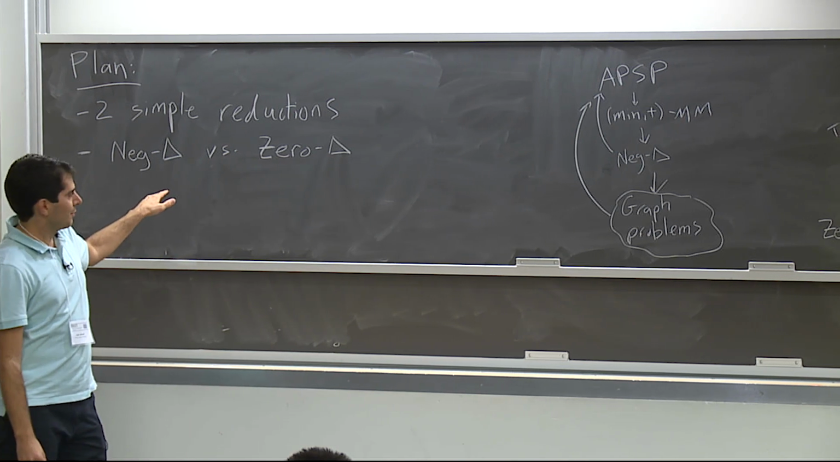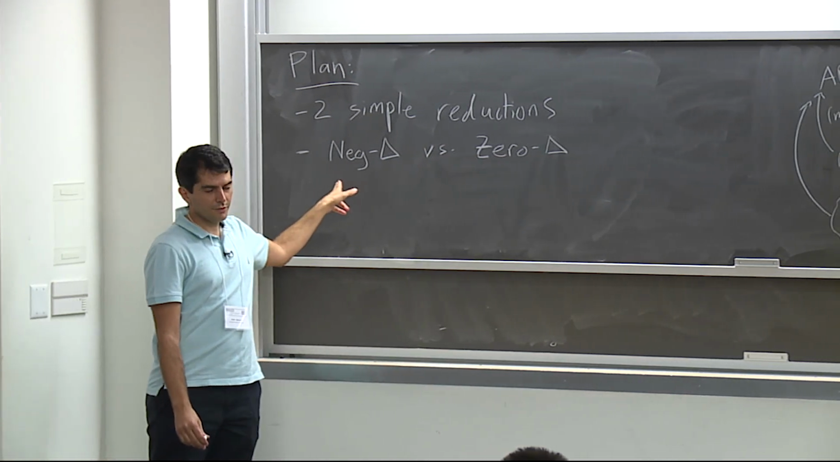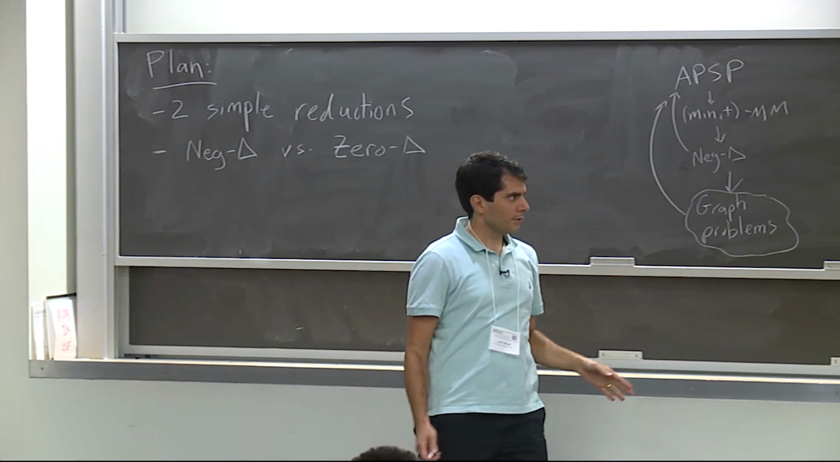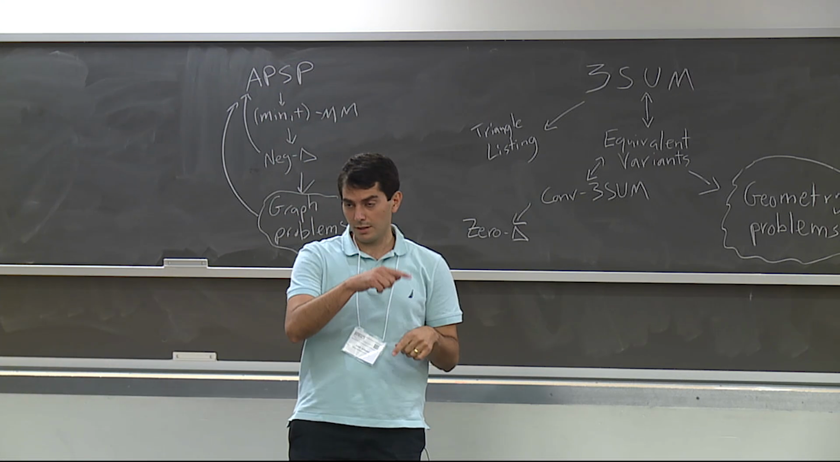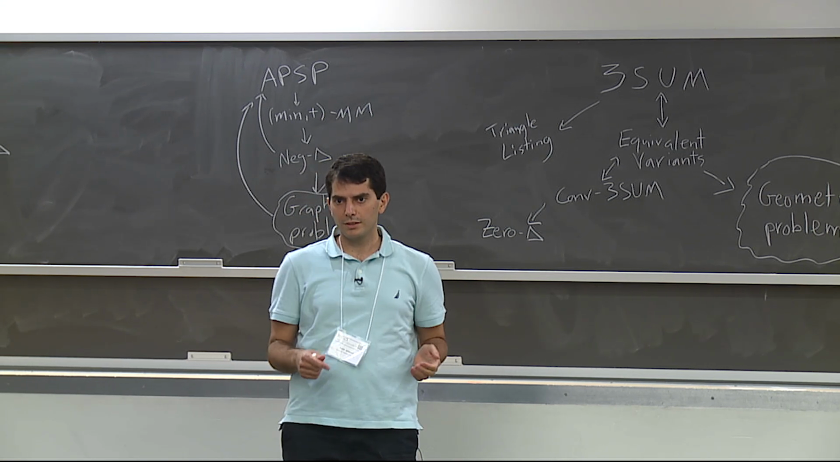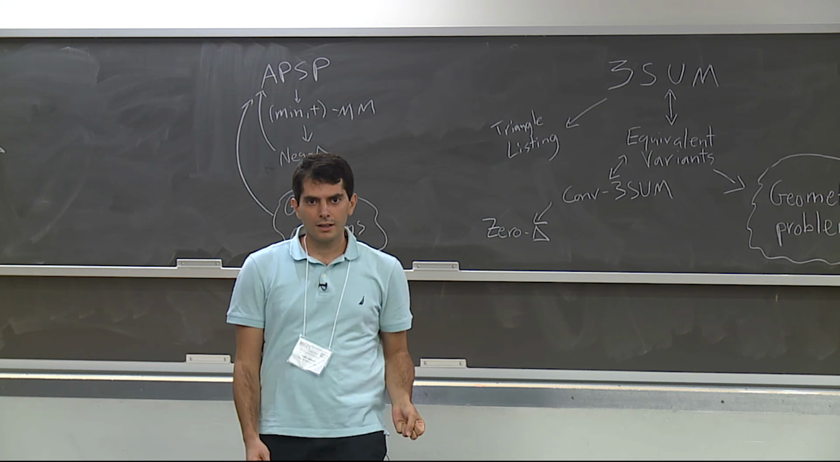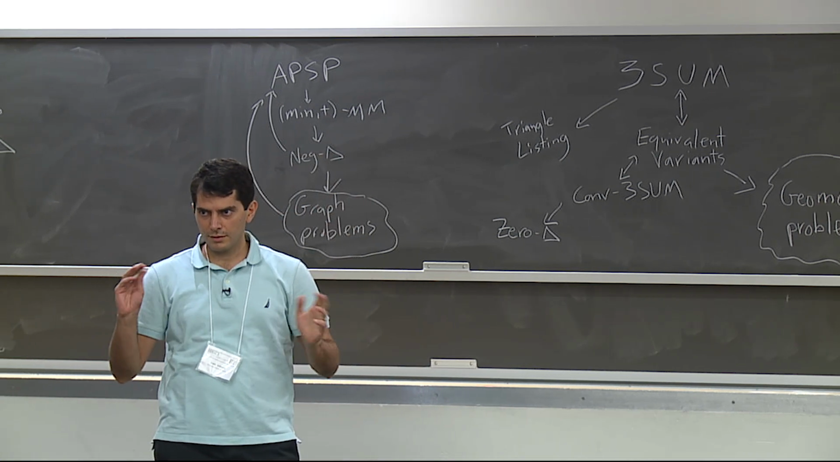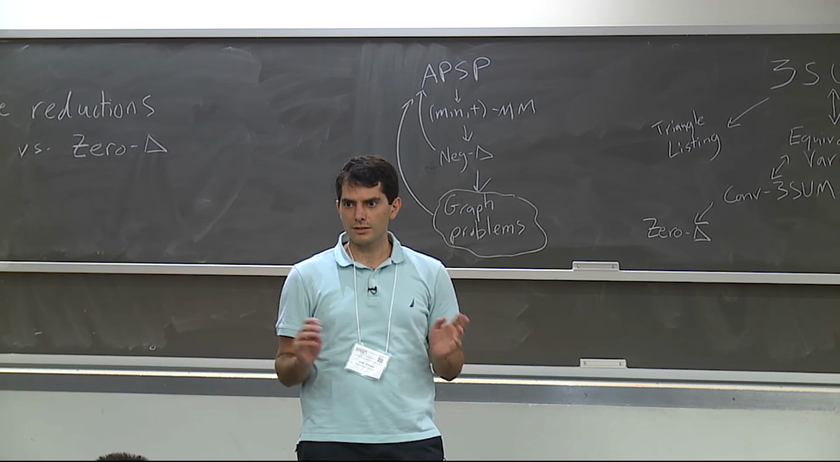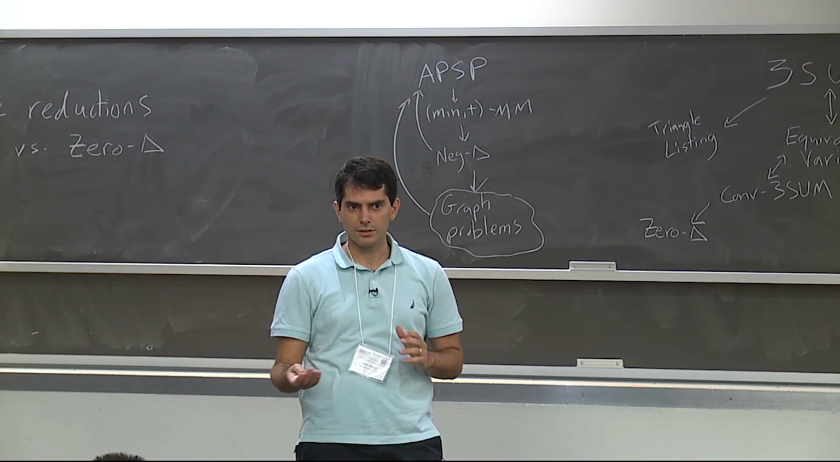And then in the second part, I'm going to talk about negative triangle versus zero triangle. Negative triangle, right, is what we were talking about. You want to find a triangle where the sum of the three edge weights is negative. And for zero, you want the sum to be equal to zero. If you get bored with the reductions, you can think about which of these two problems is easier, which is harder.